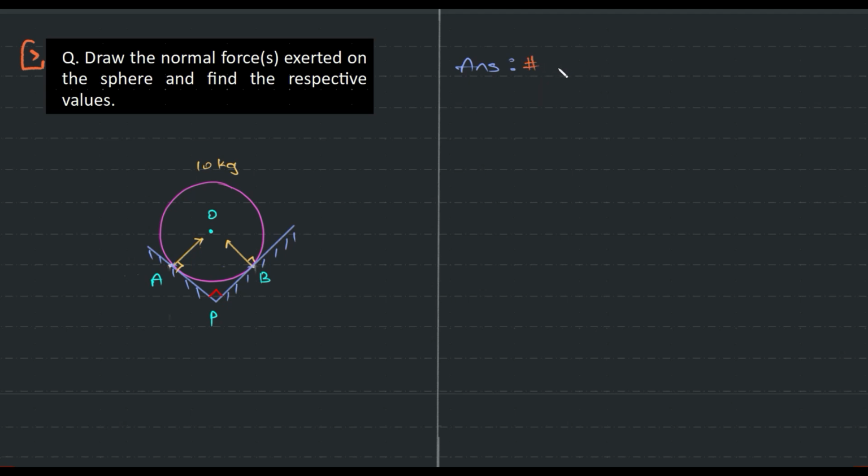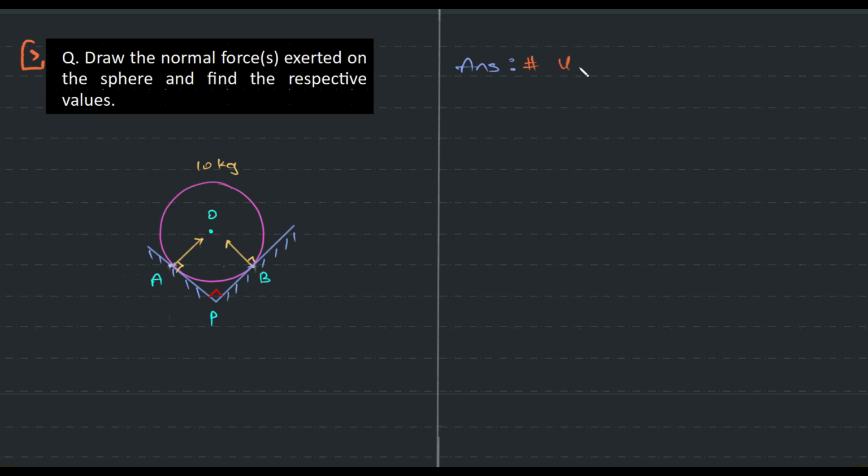Draw the normal exerted on the sphere. This is it, and find the respective values. Okay. I wanted to make a small note that the normal is pointing towards the center. This is a circle. Actually, it's needed for the second part. So this diagram is done.